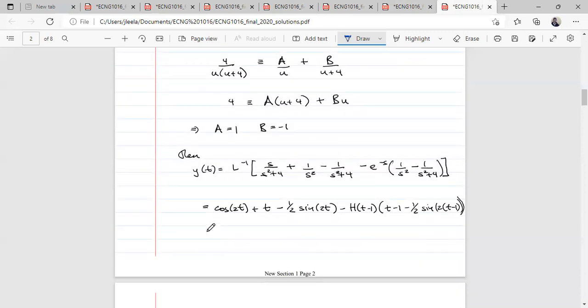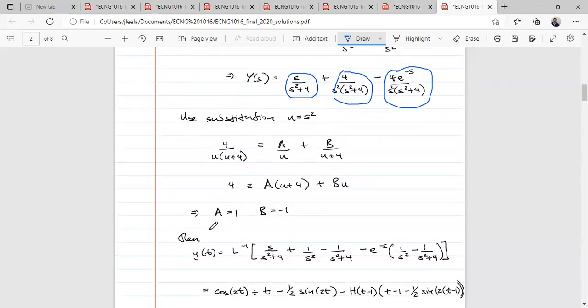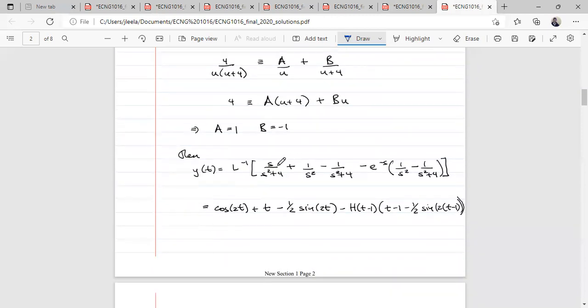And then the next step now is just to take the Laplace inverse. So you have the Laplace inverse here, cos 2t. The Laplace inverse of 1 over s squared is t. The Laplace inverse of 1 over s squared plus 4 is a half sine 2t, because you have a 2 on top here, and you have to put a 1 over 2 on the outside to cancel the 2. And then here now, this will be the Heaviside: minus h(t-1) into (t-1) here, minus a half sine 2(t-1).